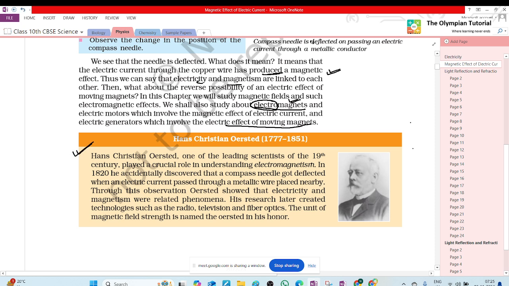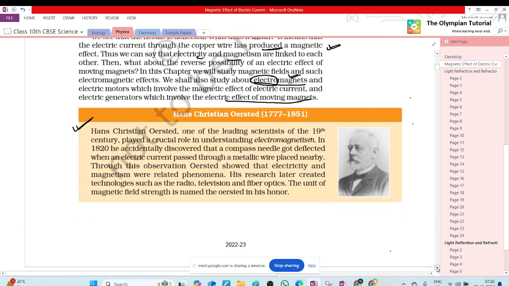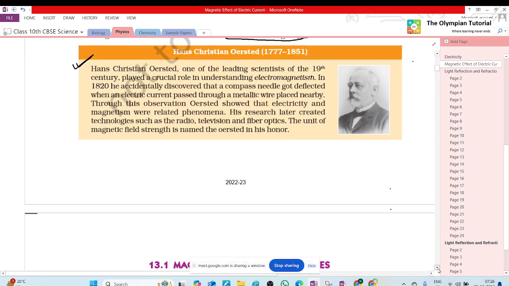Hans Christian Ørsted, one of the leading scientists of the 19th century, played a crucial role in understanding electromagnetism. In 1820, he accidentally discovered that a compass needle got deflected when an electric current passed through a metallic wire placed nearby. Through this observation, Ørsted showed that electricity and magnetism were related phenomena. His research later created technologies such as the radio, television, and fiber optics. The unit of magnetic field strength is named the Ørsted in his honor. Okay, so Hans Christian Ørsted shows the connection between magnetism and electricity.